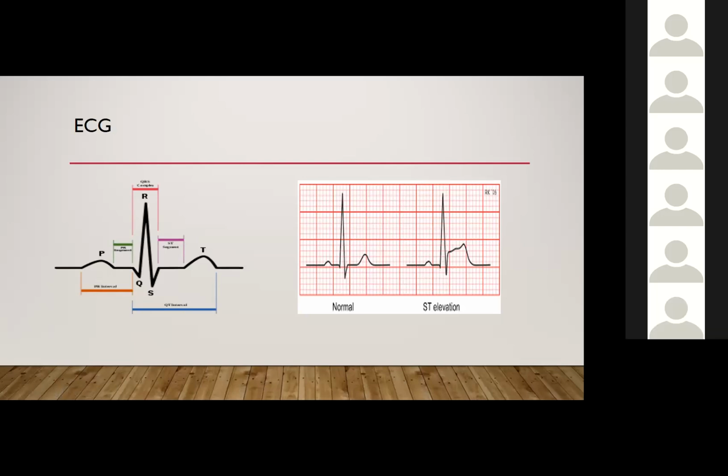Sir, please, can you go over the ECG again, please? Okay, so there's a normal ECG, as you can see. You have your P wave, you have your QRS complex, you have your T wave. There's a segment between the S and then the start of the T wave, and this segment is called the ST segment.